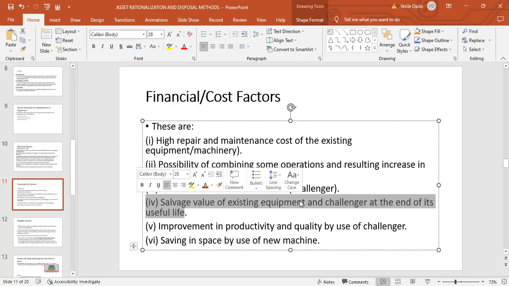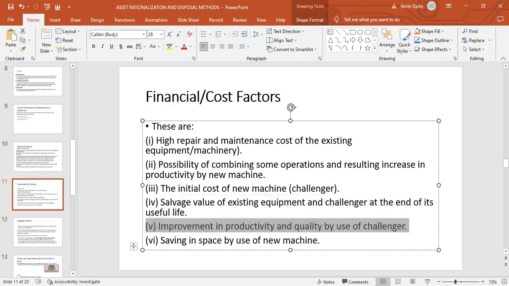Also, for the new asset that you're trying to buy, how many years is it going to serve us? And at the end of its useful life, what can we be able to fetch? How much money can the business fetch out of that machine when they sell it off?